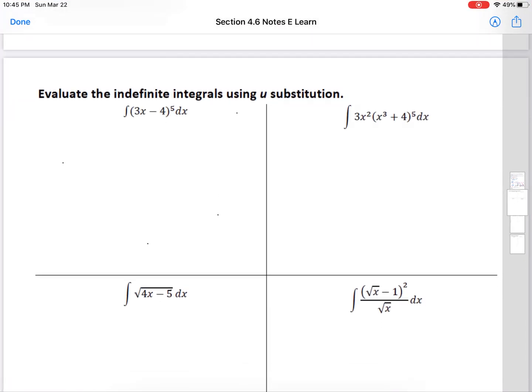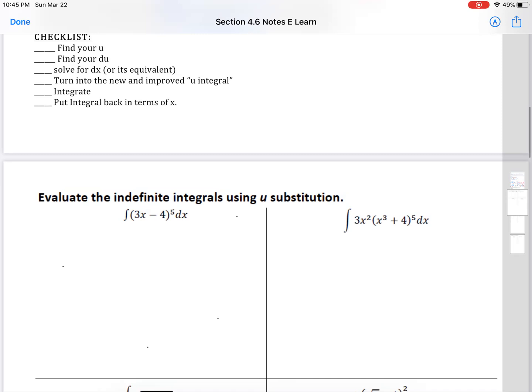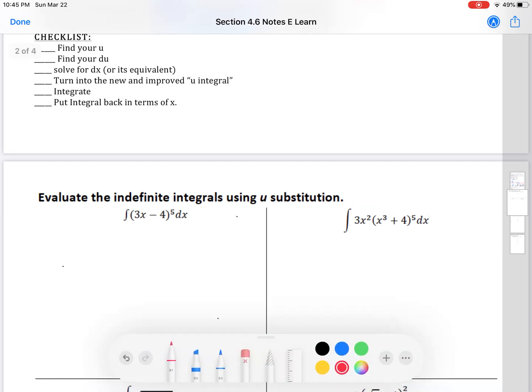Calculus Scholars, welcome to part 2 of section 4.6, where we are actually going to be doing our U-Substitution right now. And we will show you how this works. So anyways, I have a checklist up here on top, and we will demonstrate how we do this U-Substitution right now with this first example.